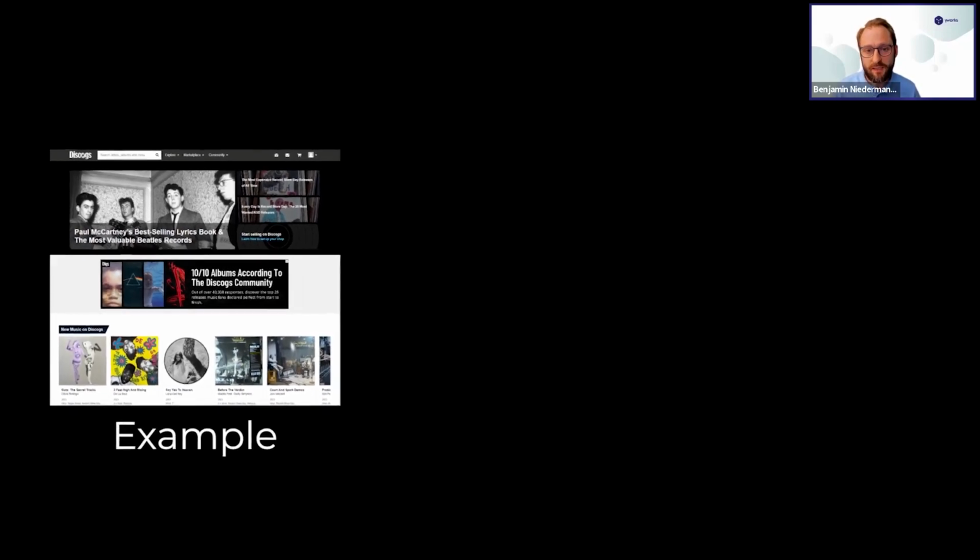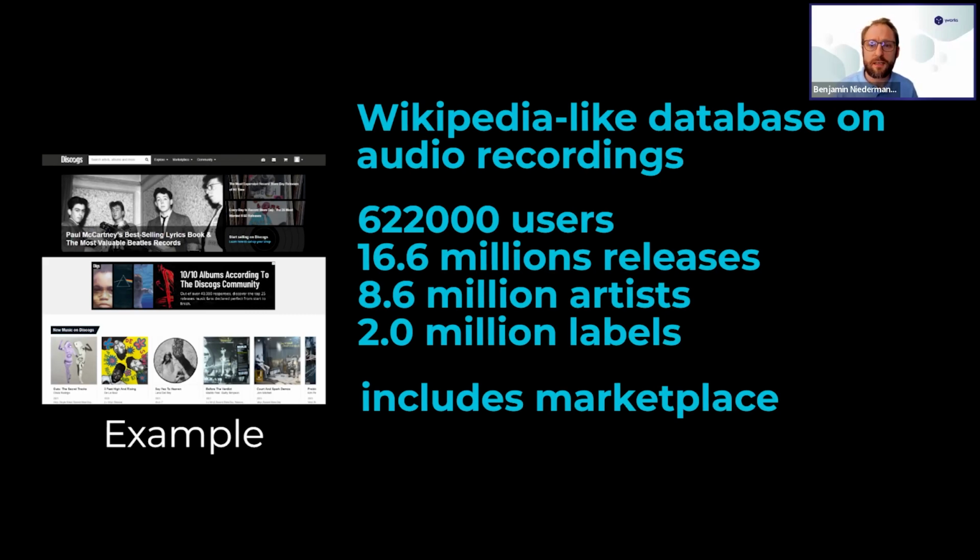So this music database is a Wikipedia-like database that is based on many audio recordings, so more than 16 million entries about, for example, releases, and more than 8 million entries about artists and so on. So it's a really large database that has been maintained over the years. And the nice thing of this database is also you can query it using an API. And this is what we've done.